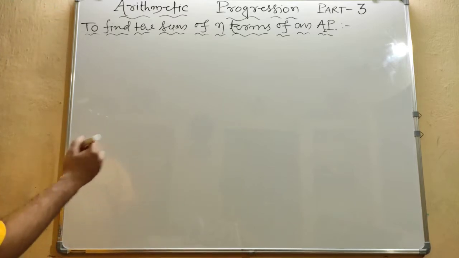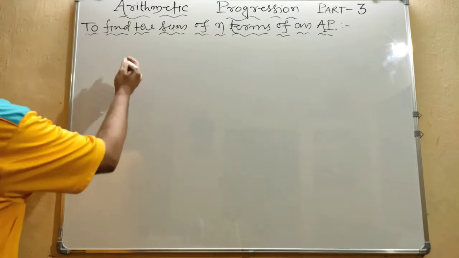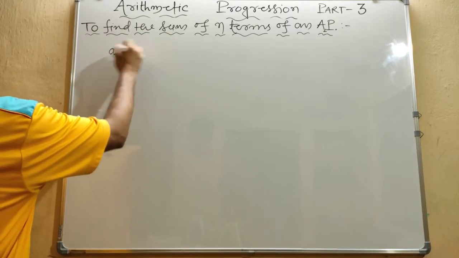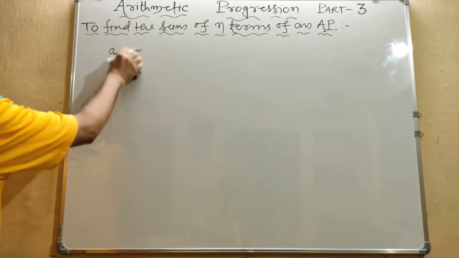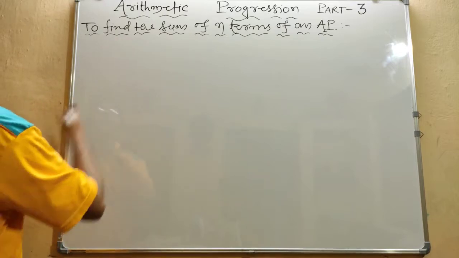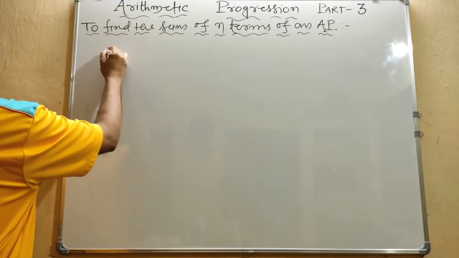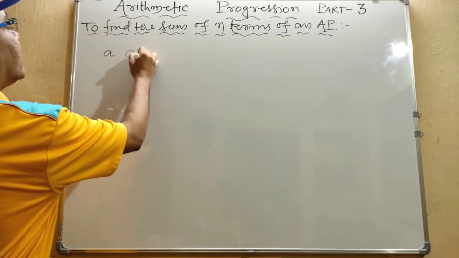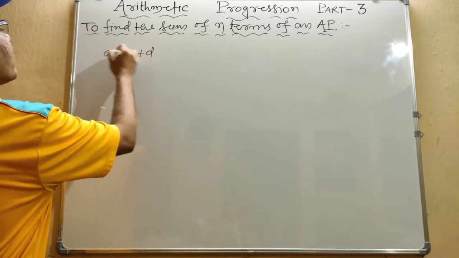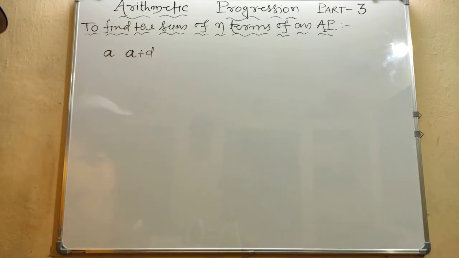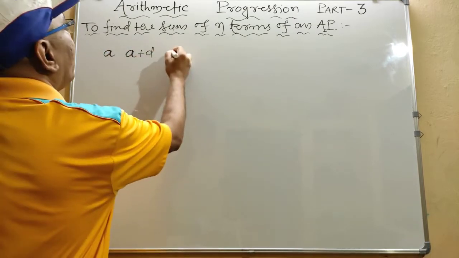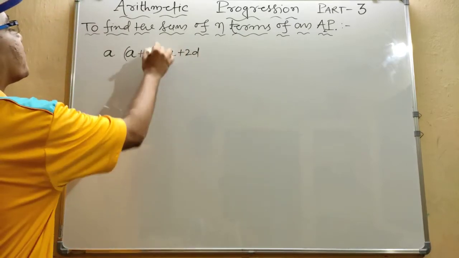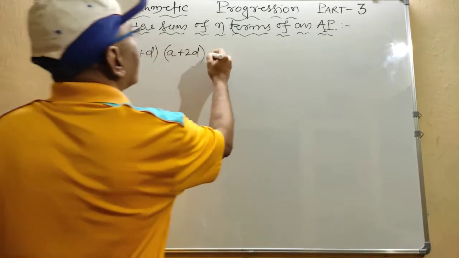In an arithmetic progression, if a is the first term and d is the common difference, then what will be the terms of the progression? First term is a. What will be the second term? a plus d will be the second term. What will be the third term? a plus 2d, is it not? And so on, it will continue.